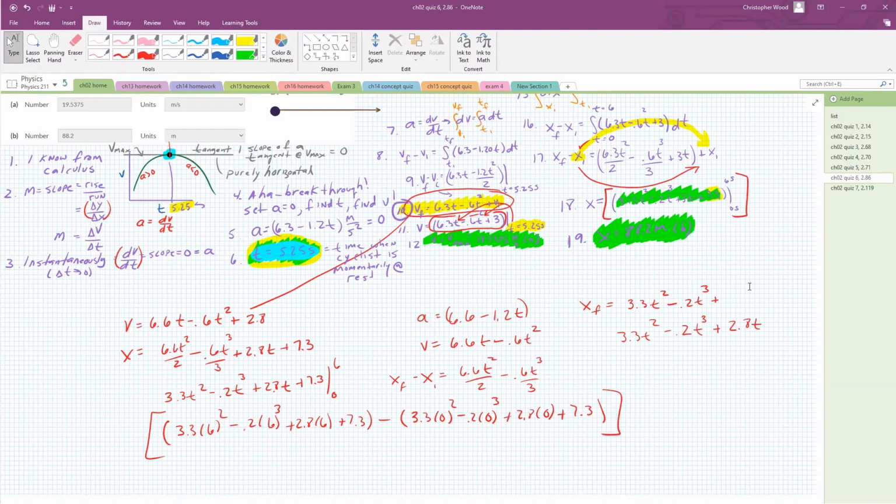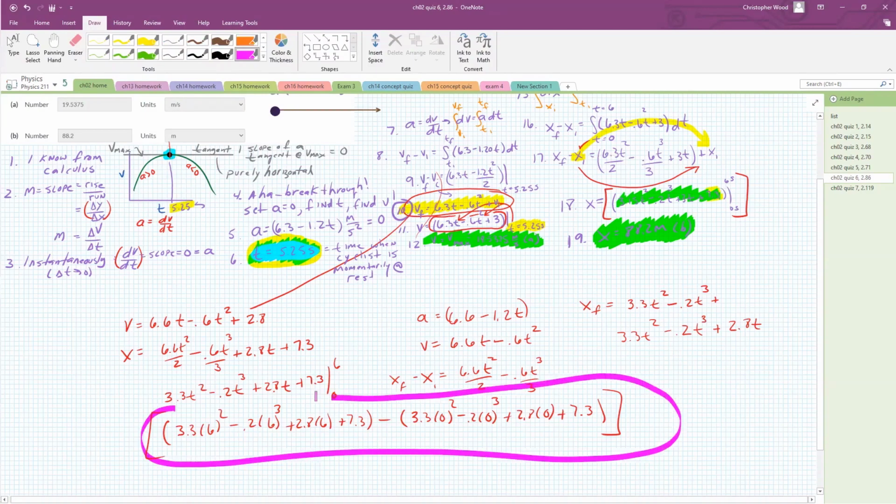Professor, looking at step 18 that you have up on the screen there, how do you solve when you're doing that evaluation from 0 seconds to 6 seconds? Exactly what I did here. I was just doing it 10 seconds ago. This is how you do it. Okay, so you just plug in 6 and then subtract the value. Yeah, that's right, because this is the expression at 6 seconds.